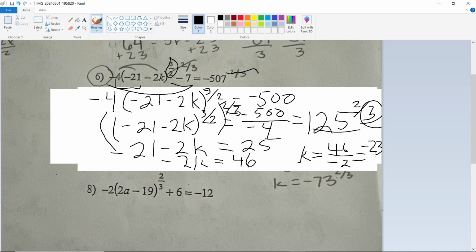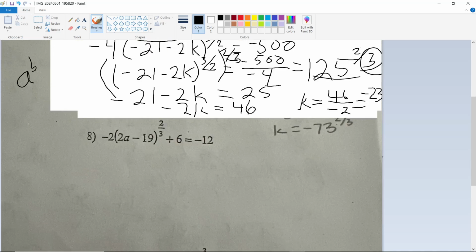So remember, before I can raise both sides to the reciprocal of that power, so I can get rid of that power, I have to get whatever's raised to that power by itself. I don't distribute or do anything else on the left side until I get something to a power by itself on the left side, so I can just handle that exponent on its own.